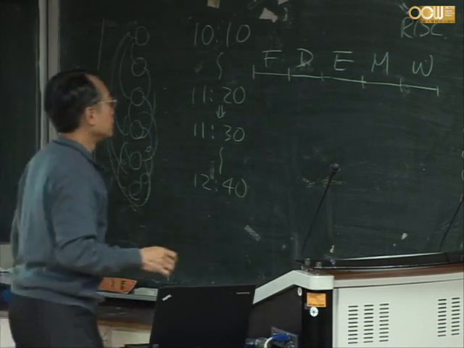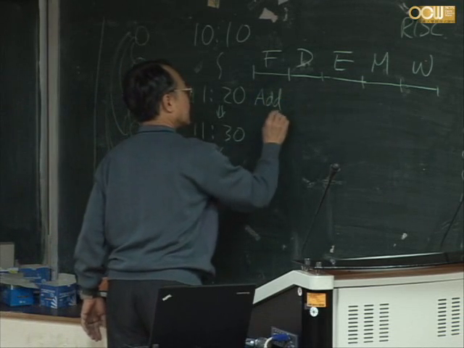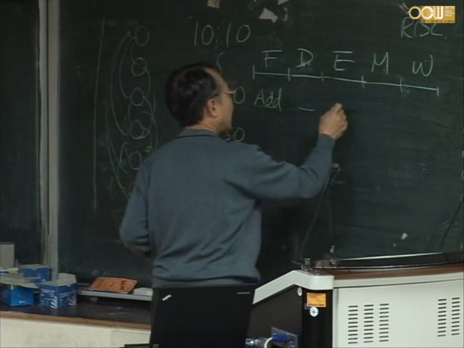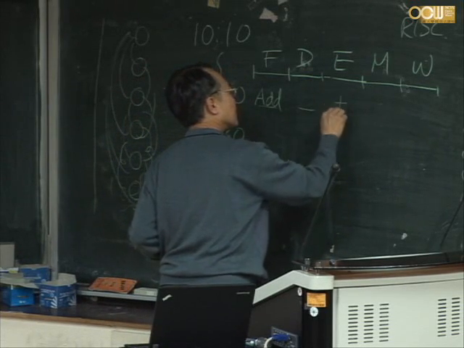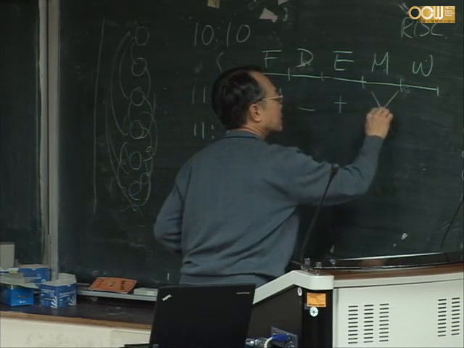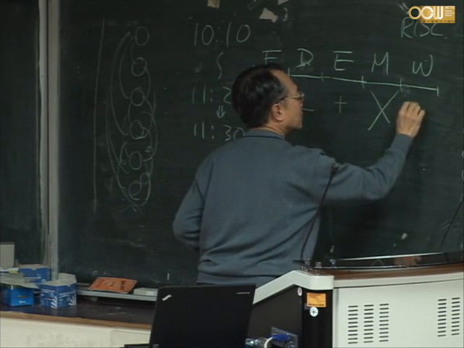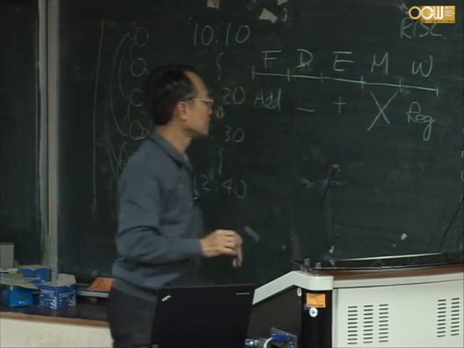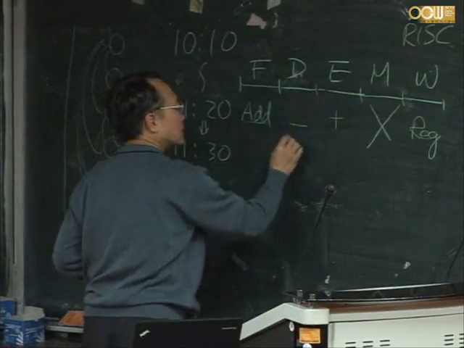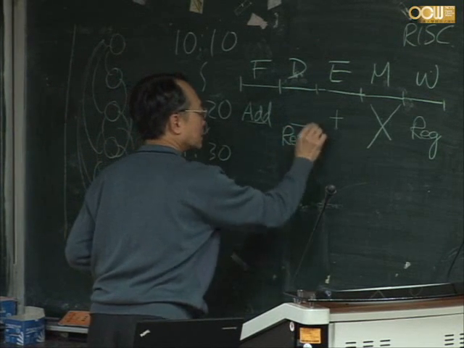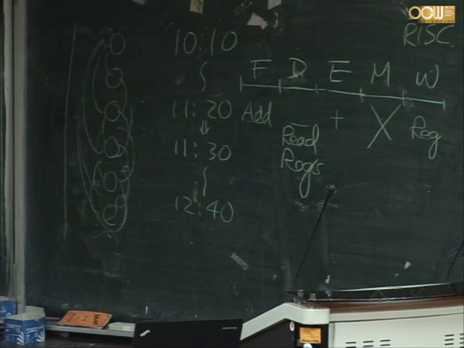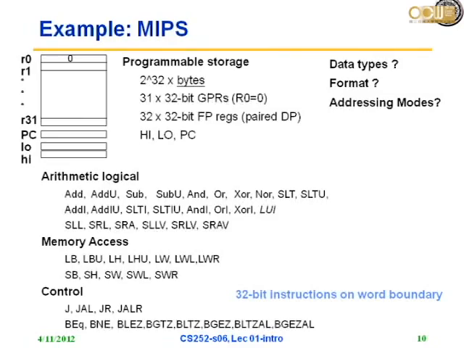If you are an add, then I fetch you in, I decode and find out that you are an add, and then I do addition here. And since I don't need to use memory, I don't do anything here. And then write the result back into registers. Where do I read the source operands? While I'm decoding, I can read registers. Even before I know what the instruction is, I can start to read.